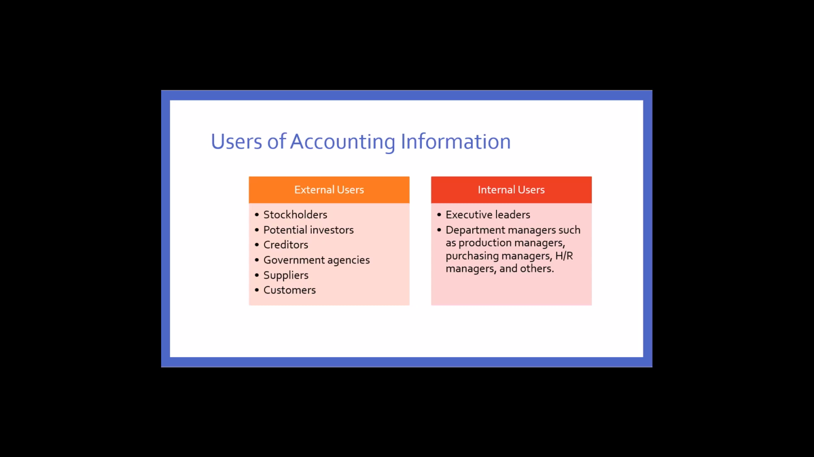Those are going to be folks like stockholders, potential investors. That's people that are potentially looking to buy the stock. Creditors such as banks, lenders, government agencies, that could include the IRS, that could include the SEC. We're going to learn more about those folks as we go on as well. Suppliers, customers, these are all people outside of the organization. These are all external users.